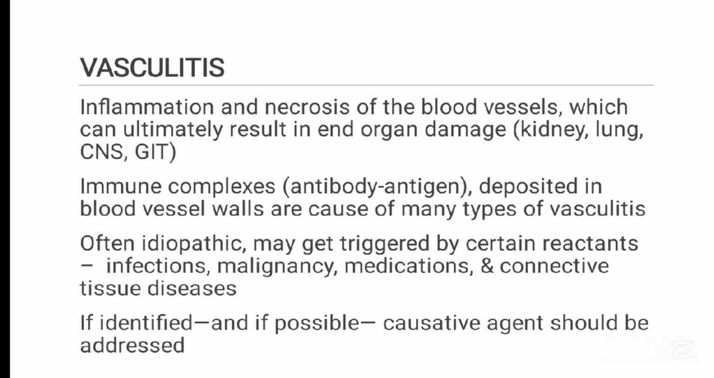Now vasculitis: inflammation and necrosis of blood vessels which can ultimately result in end organ damage to the kidney, lung, CNS and GIT. Immune complexes, antibody-antigen, are deposited in blood vessel walls and cause many types of vasculitis, often idiopathic, and may be triggered by certain infections, malignancy, medication and connective tissue diseases. If identified and if possible, causative agents should be addressed. So these are the vasculitis conditions.